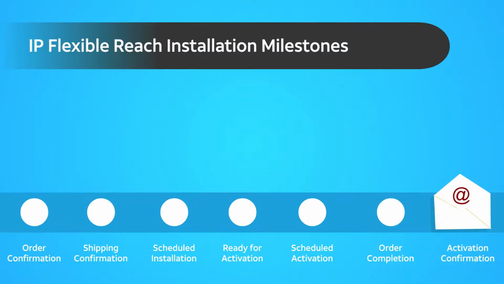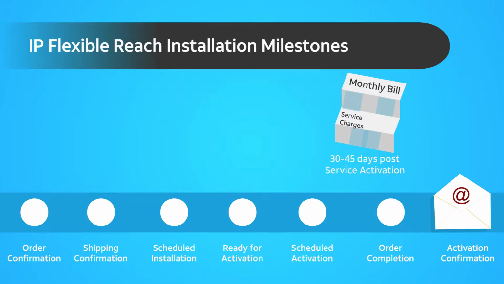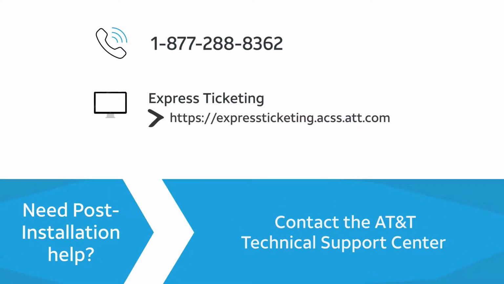You can expect to receive your first bill approximately 30 to 45 days after that confirmation. There is a customer service number on the bill that you can call if you have any questions regarding the bill. If you need any help with your IP Flexible Reach service after the service activation has completed, contact the AT&T Technical Support Center. Or, if you prefer, you can submit a help request through AT&T Online Express Ticketing. The link is below this video screen.